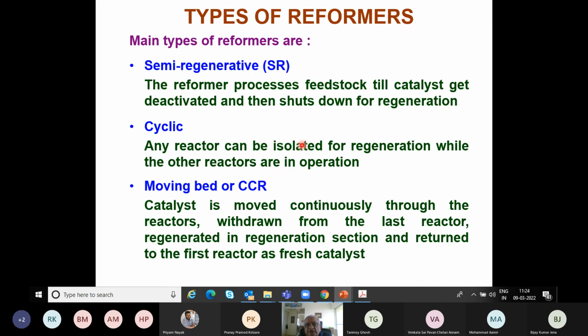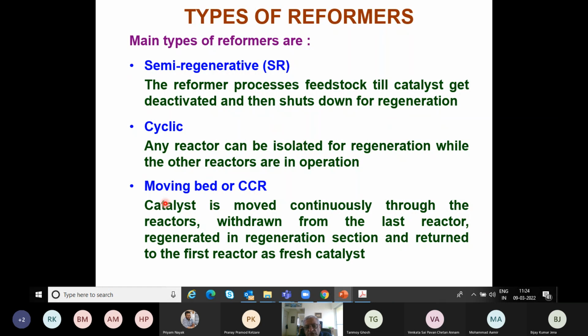So the idea is that if you have four reactors, out of which three are in operation, you can always switch off one reactor and then regenerate that catalyst. But there are several issues linked with that, and so basically this technology got very quickly into disuse.